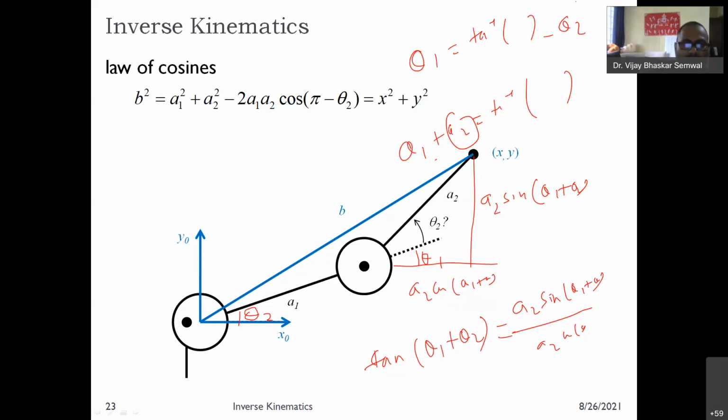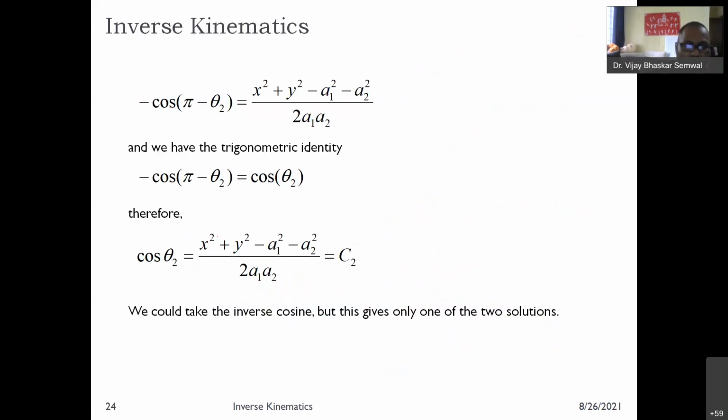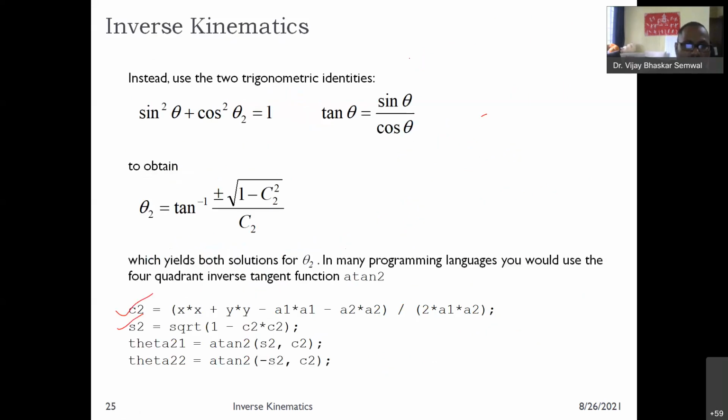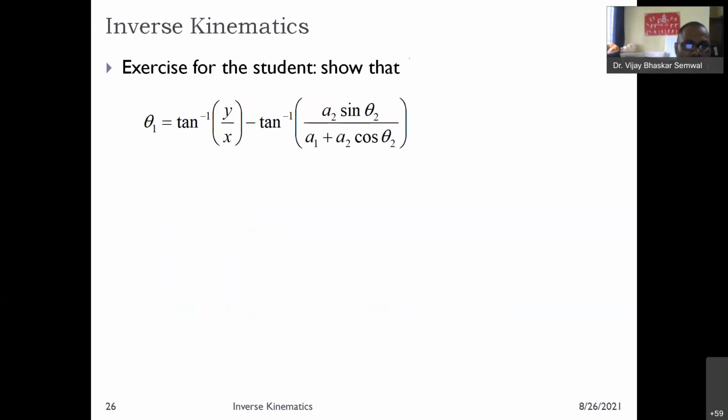And theta 2, how do you calculate theta 2? This is cos inverse of this one. Okay, so what I am writing: theta 1 equals tan inverse y upon x minus theta 2. Okay, this is clear to everyone? This we have solved.